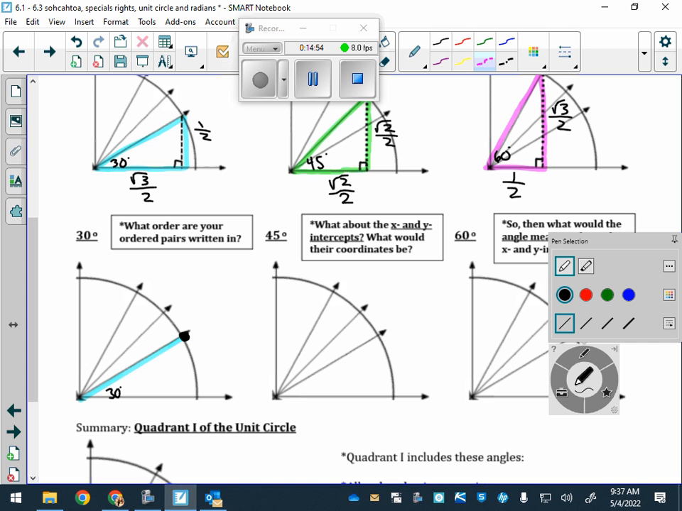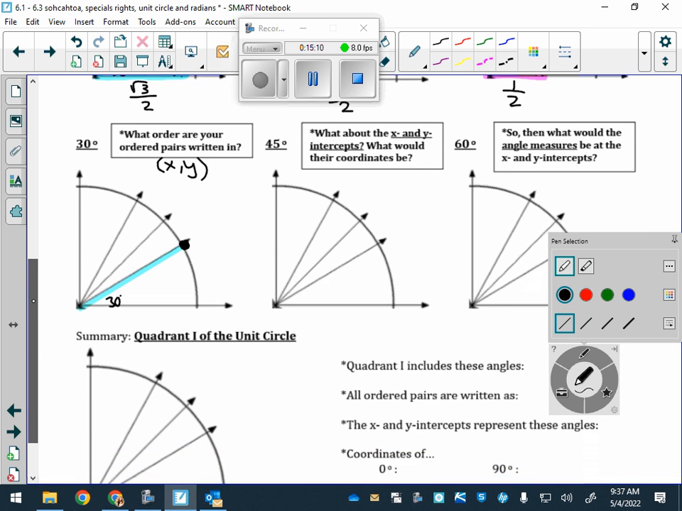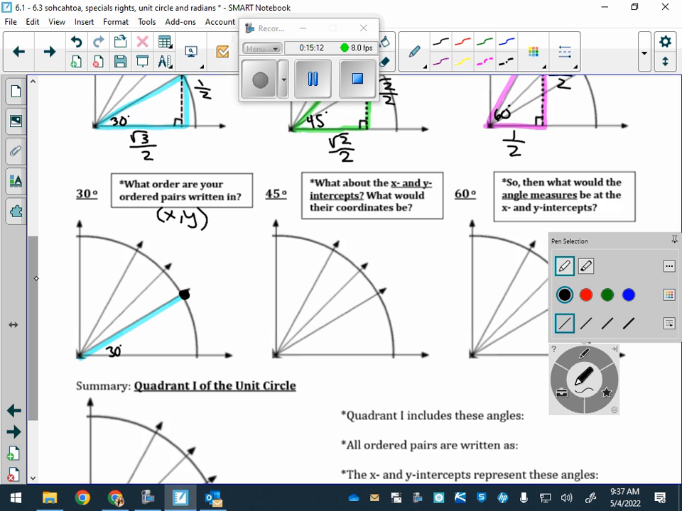Yes, you are correct. So your horizontal just switched. Your horizontal is your x, because remember, for ordered pairs, what is it written in? X, Y. It's okay. XY, right? So we're taking our horizontal length, which is root 3 over 2, and our vertical length, which is up and down, is 1/2, and creating our ordered pair. So the point on that circle for 30 degrees is root 3 over 2 and 1/2.